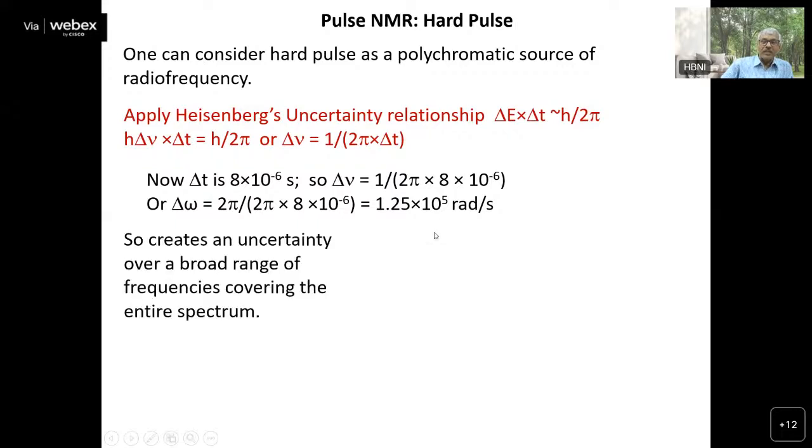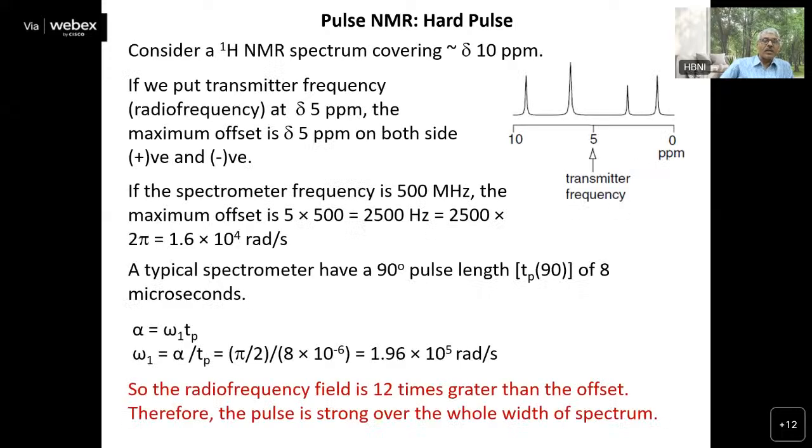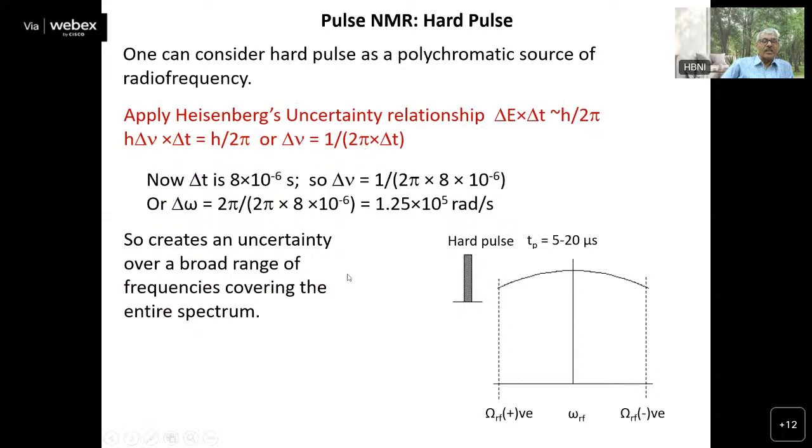If you remember, our requirement was something like 1.6 × 10^4 rad/s. So automatically, what you see here is that it can create an uncertainty over a broad range of frequencies. This is the radio frequency which you have applied for a very short period, and you can see there are offsets in both directions of the radio frequency field. So this is called the hard pulse.